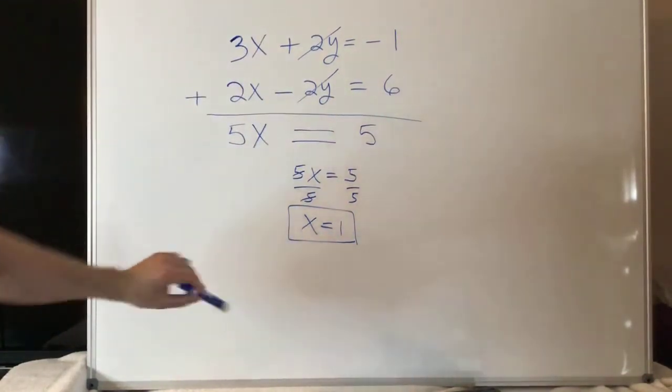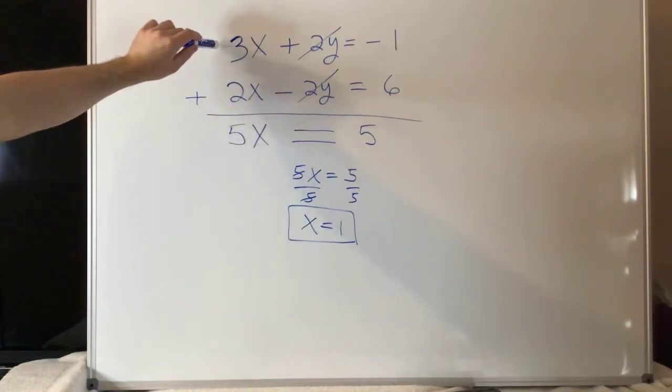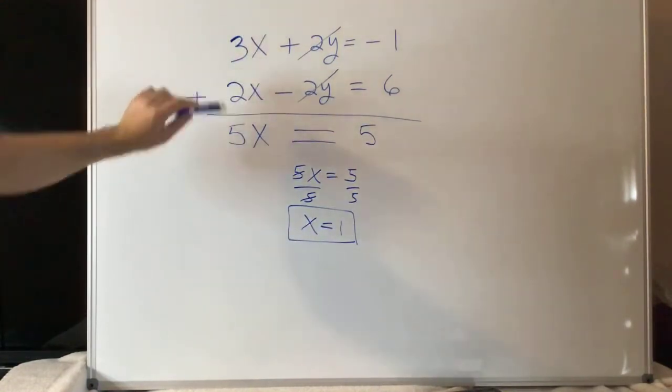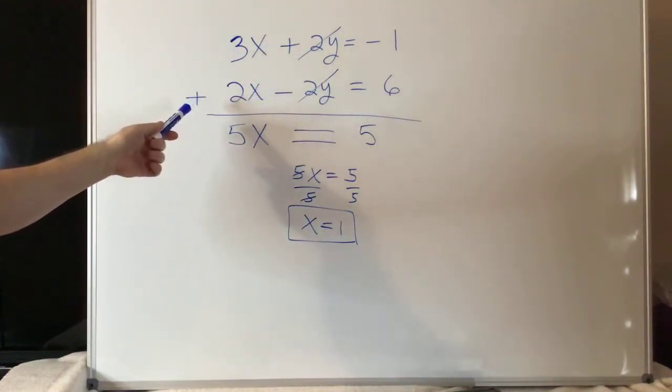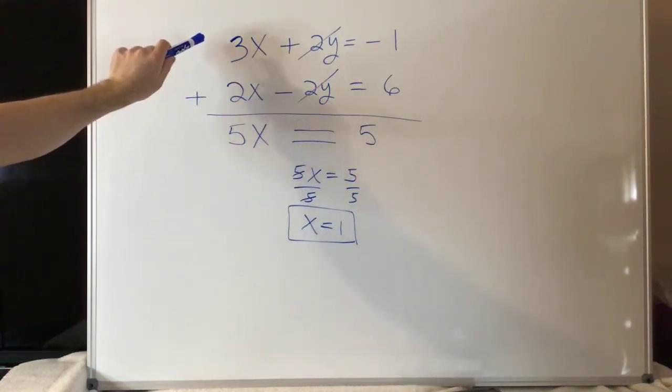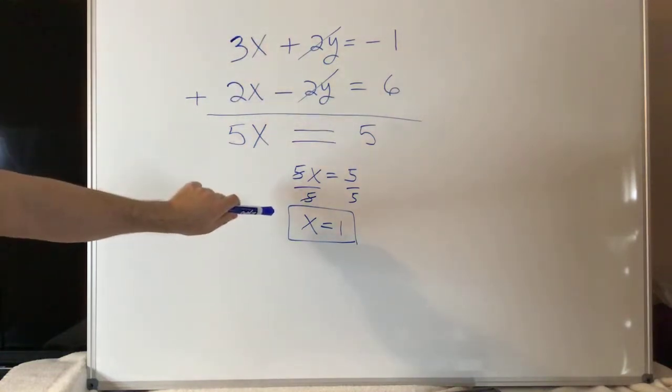This point is where the lines meet. So it is on this line, and it's on this line. So it doesn't matter which one you plug it into. I'm going to plug it into the top one, and I'm going to figure out what the y value is.